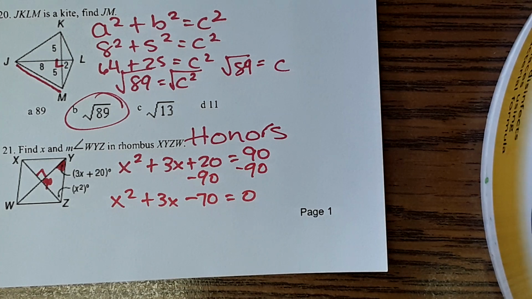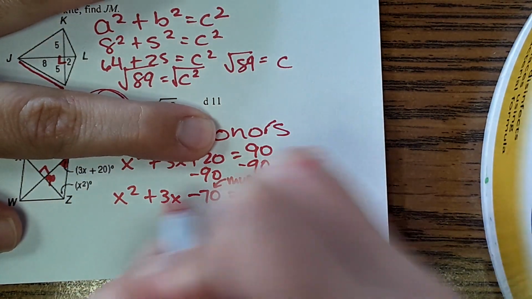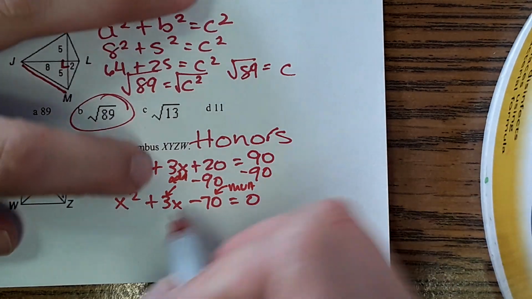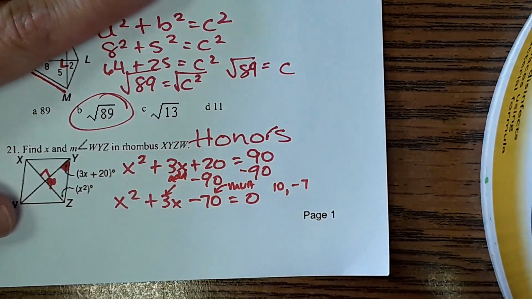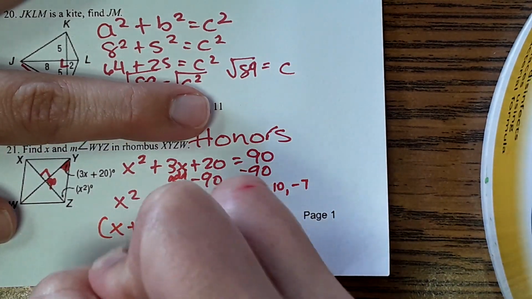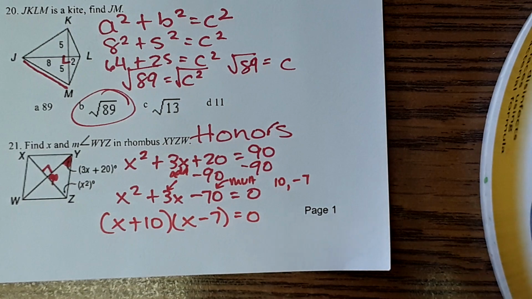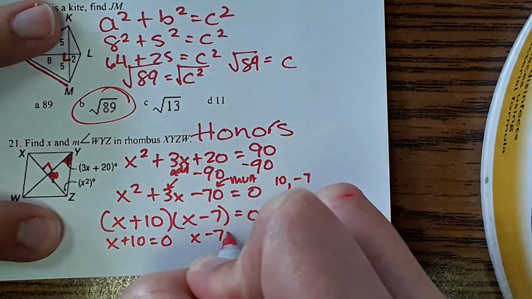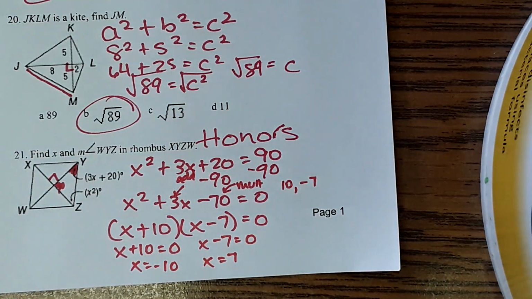Anybody remember how to factor from Algebra 1? Maybe? No. Oh, some of you do? Okay, cool. So to factor this, we need two numbers that multiply to this number and add to this one. Positive 10 and negative 7 would multiply to negative 70 and add to the positive 3. So we're going to factor this as x plus 10 times x minus 7 equals 0. Then we'll set each one of these equal to 0 to solve for x. We get two answers.